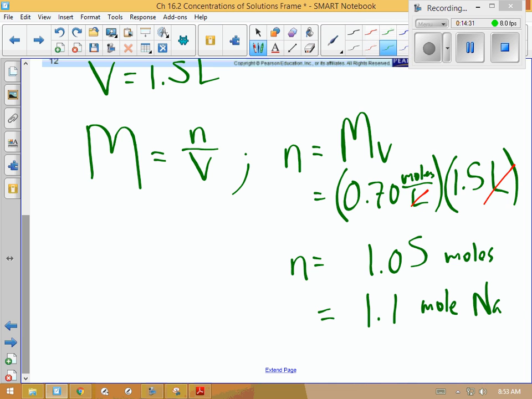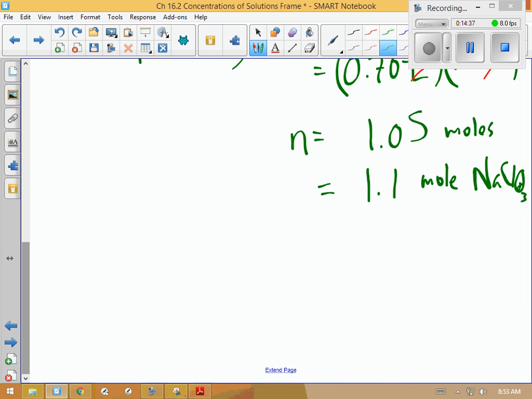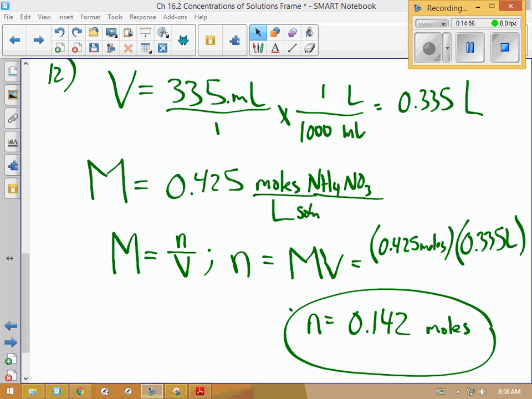And now you can do 12. Everybody good with that? You can do number 12 and 13 on page 527. And for number 12, we get 0.142 moles of ammonium nitrate. Everybody get something like that?